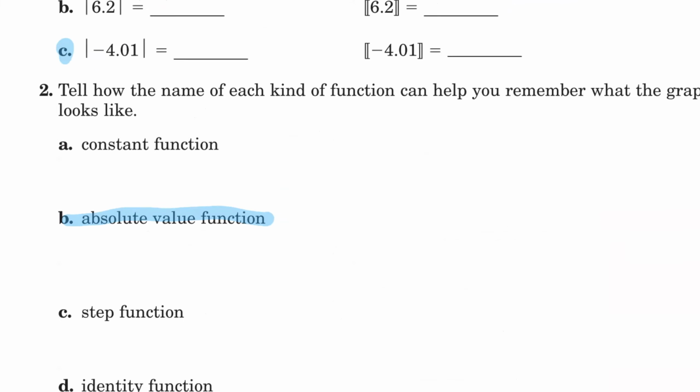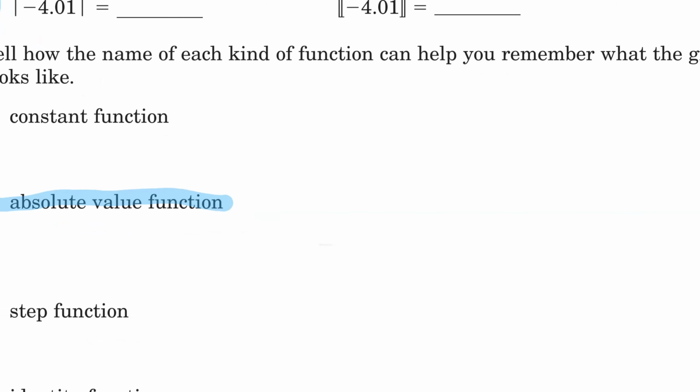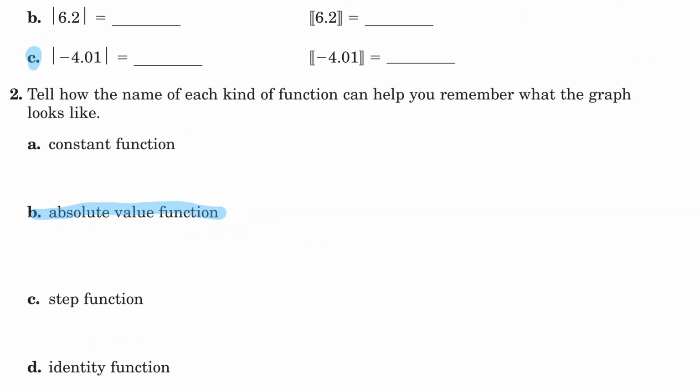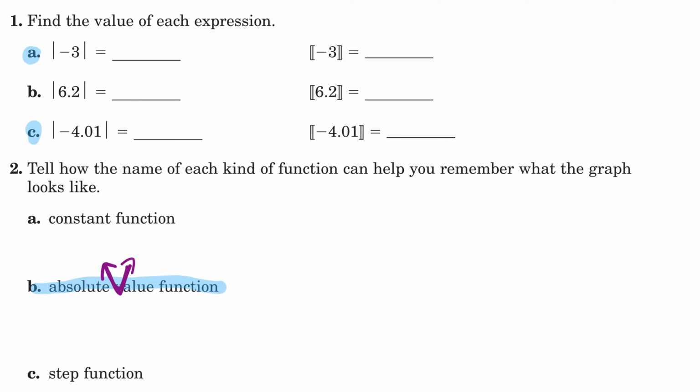Well, you can tell how the name of each kind of function can help you remember what the graph looks like. So the absolute value function is literally going to be a V, because it's an absolute value. That's the trick. Like a and c, what's the absolute value of negative 3? 3. Absolute value of negative 4.01? 4.01. Yeah, so it just turns the negatives into positives.